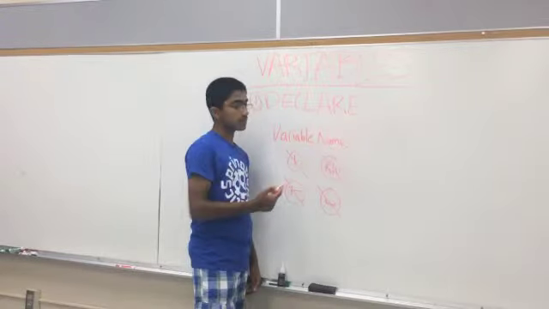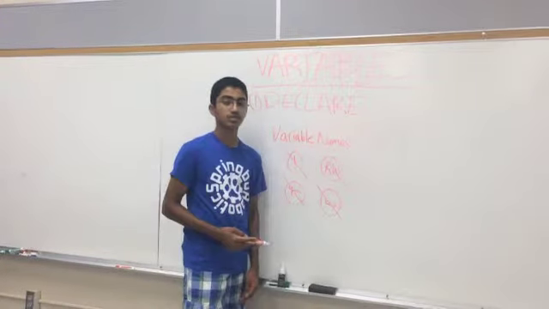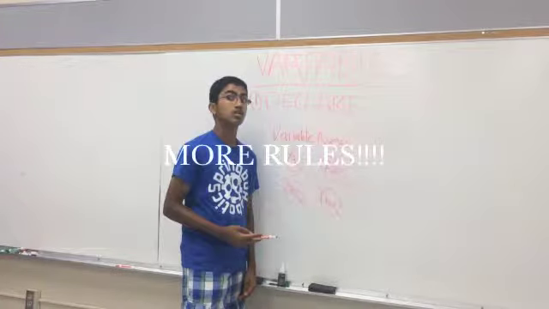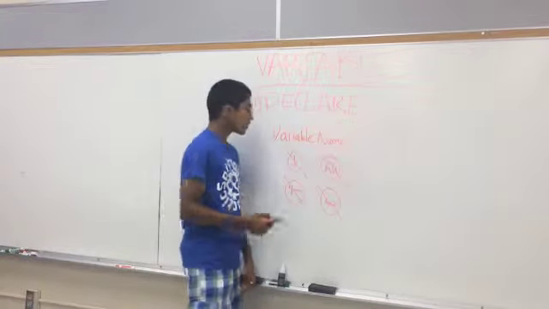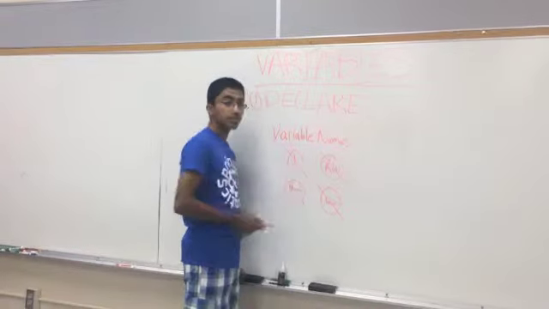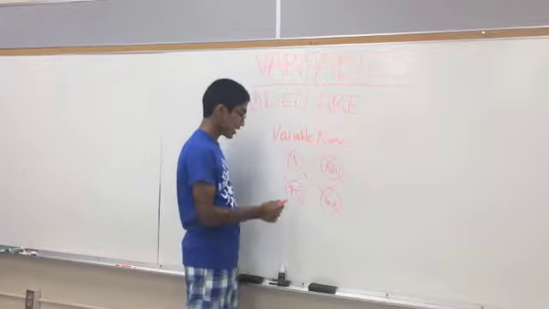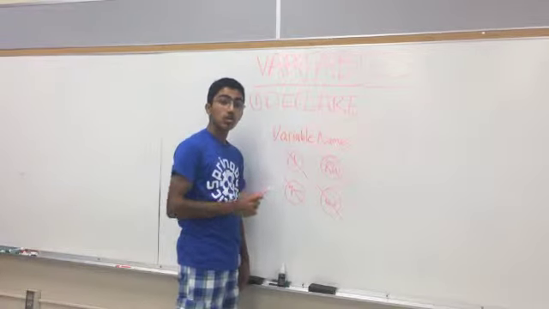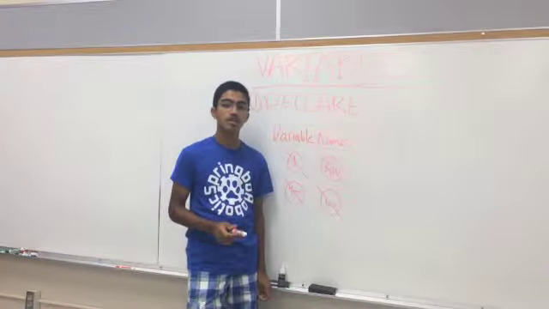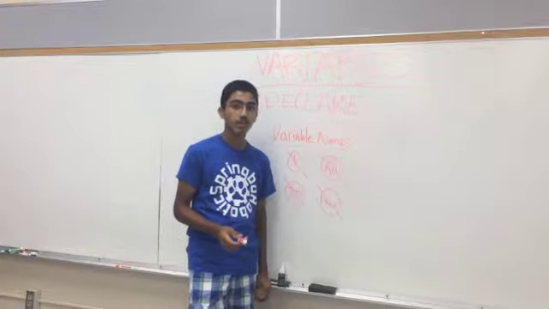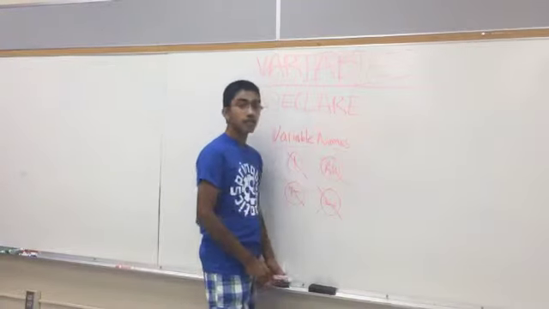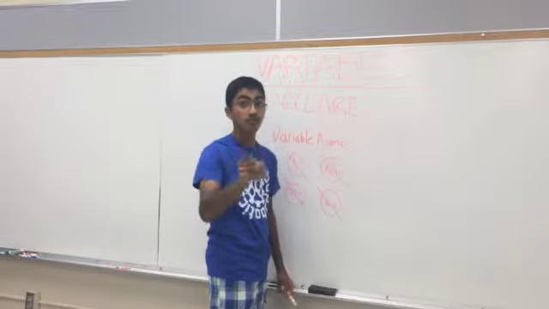For variable names, you're gonna have to follow these rules. Yes, more rules. You're gonna have to not put any symbols like exclamation points, periods, stuff like that. The variable name cannot start with a number. It cannot have the same name as an existing reserved word, which we'll discuss also in a different episode. And it also cannot have any spaces. Remember, no spaces.